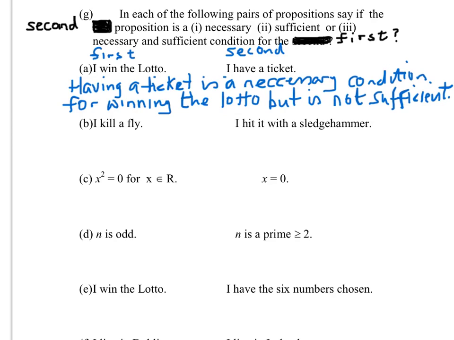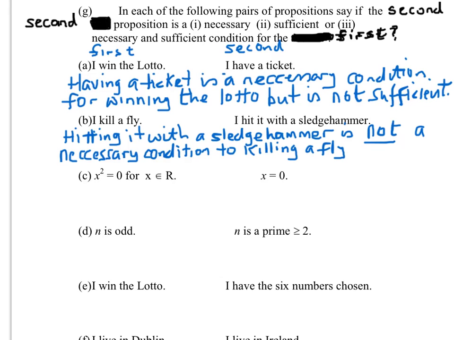Now for part B, proposition 1 is I kill a fly. Proposition 2 is I hit it with a sledgehammer. So for part 1, necessary, I ask myself the question, to kill a fly, is it necessary to hit it with a sledgehammer? So obviously the answer to that is no. So I write, hitting it with a sledgehammer is not a necessary condition to killing a fly.